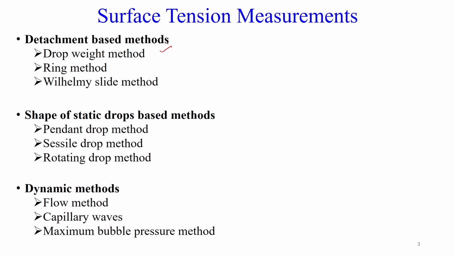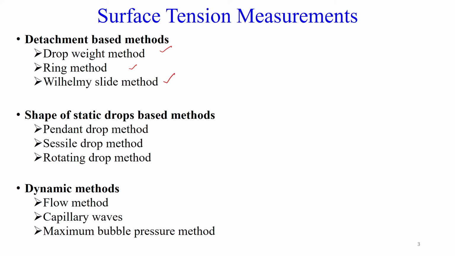So, we are going to exactly monitor the weight of a drop. Then the ring method, in which we bring a ring into contact with the surface of a liquid, then pull out the ring and determine the surface tension. In the Wilhelmy slide method, apart from a ring we are going to have a plate.